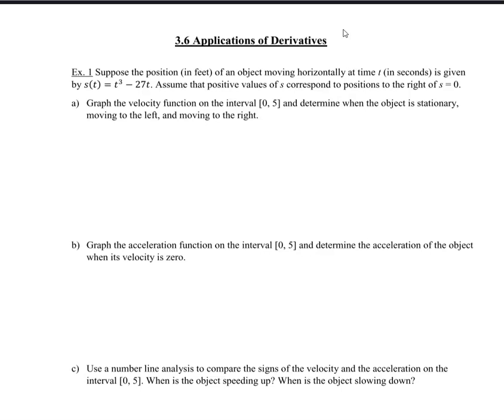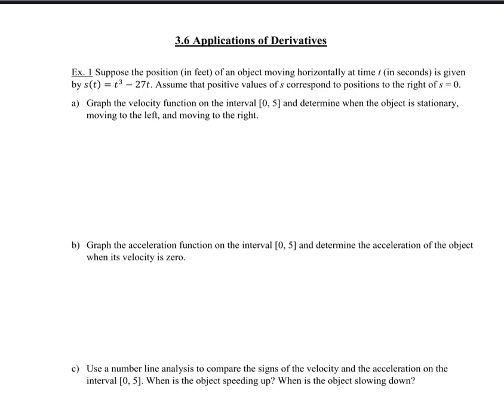We're going to start with a little science, a little physics application here. It says, suppose that the position in feet of an object moving horizontally at time t, in seconds, is given by that position function. So S of t is our position. Graph the velocity function on the interval 0 to 5, and then answer the rest of the questions that follow here about that.